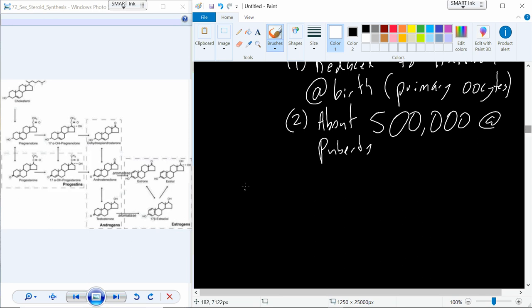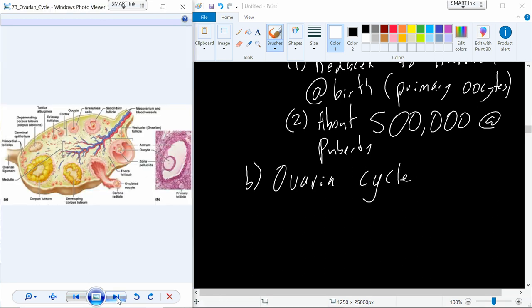All right, so let's get into the nuts and bolts of what's going on. In females, the way that we model what's happening in the reproductive system after puberty is known as the reproductive cycle. The reproductive cycle is comprised of two parallel cycles. One is the ovarian cycle, that's what's happening in the ovary. The other is the uterine cycle, that's what's happening in the uterus.